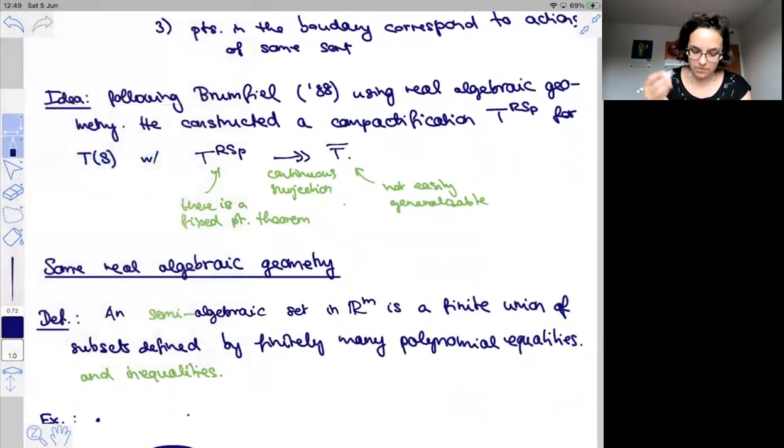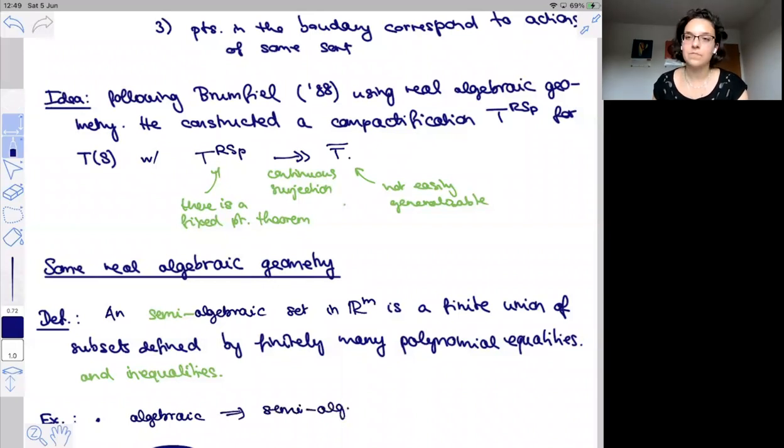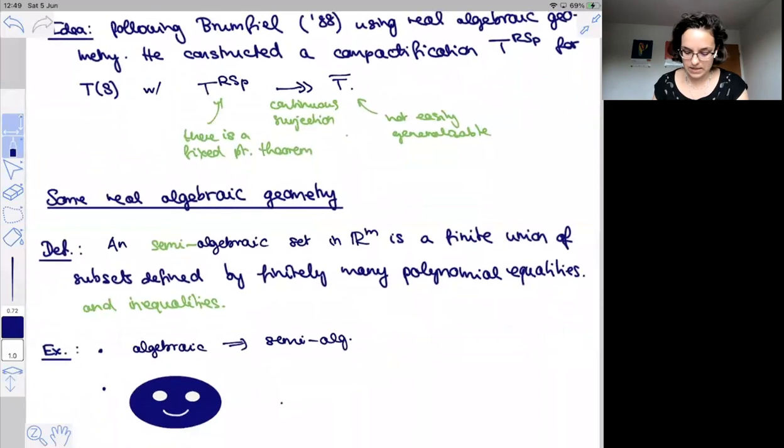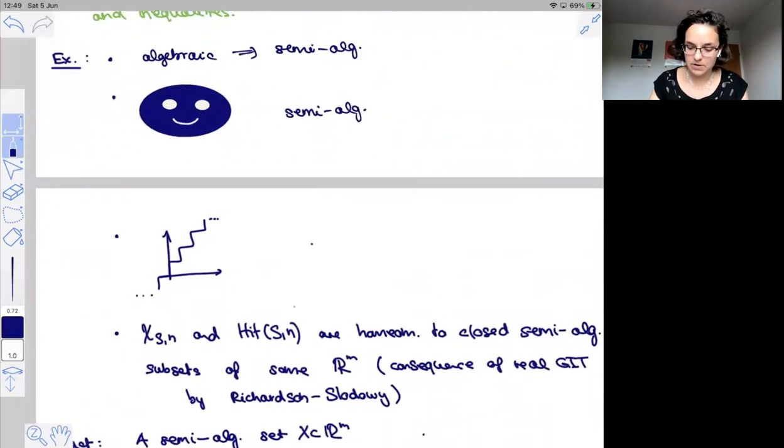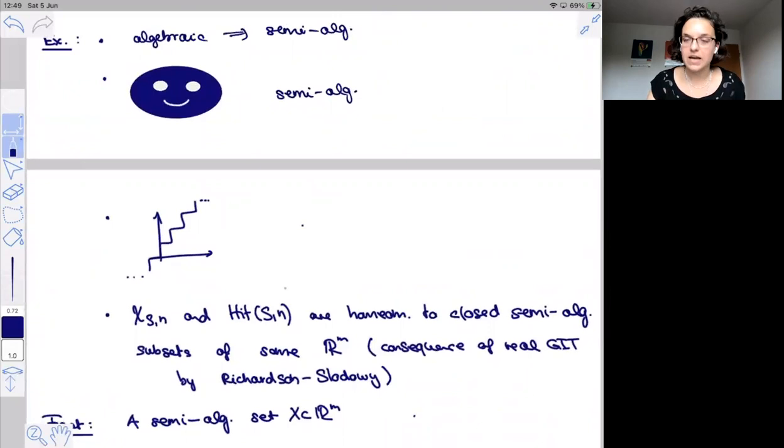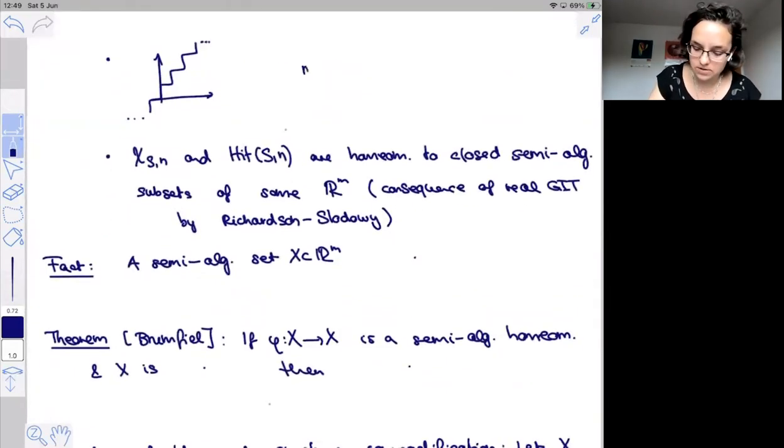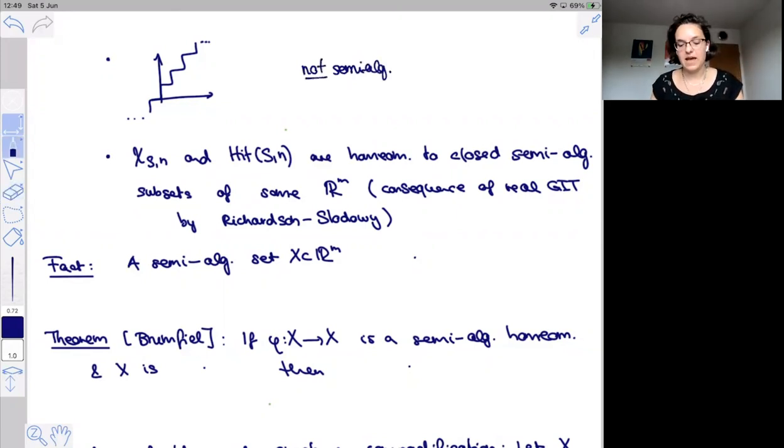So maybe the first obvious example is that algebraic implies semi-algebraic. And as I said before, you can see that a smiley face like this is a semi-algebraic set. And you might think that maybe almost everything is semi-algebraic. So here's an example of something that is not semi-algebraic. So this infinite staircase is not semi-algebraic. And how will we apply this?